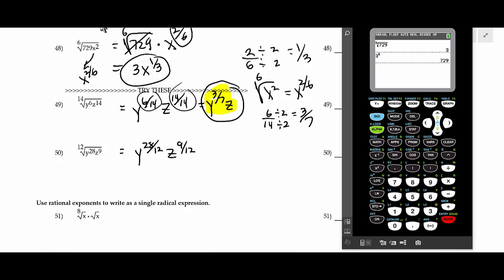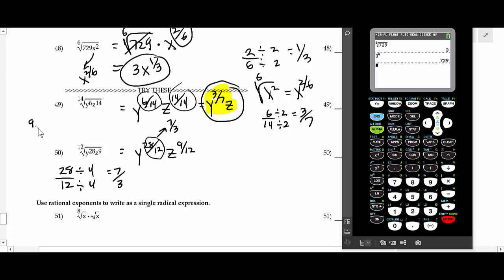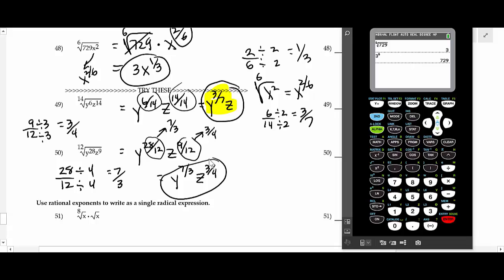Okay, the next one, 28/12. Well, how do you reduce that? What do you divide it by? Probably 4, or by 2 twice. So that would be 7/3. And then 9/12 reduces by 3. So what do you get when you reduce that? 3/4, right? So your answer is going to be y to the 7/3 times z to the 3/4. Real simple exercise. Just learning how to change the radical to exponents and reduce. That's it. Does that make sense to everybody?